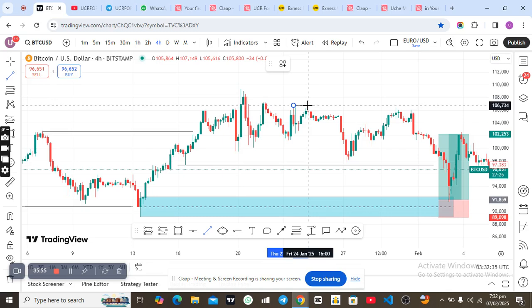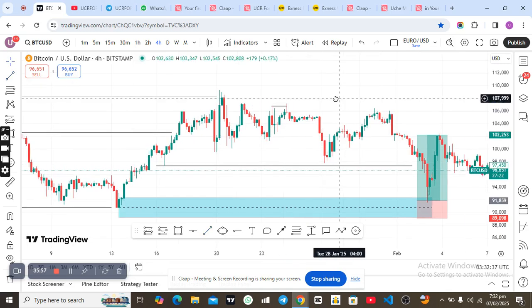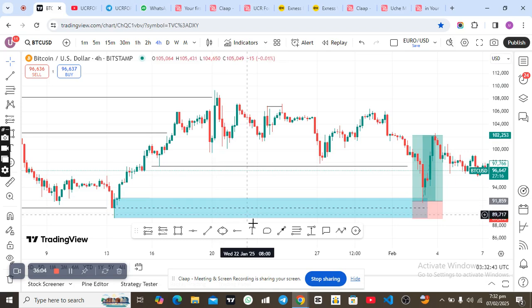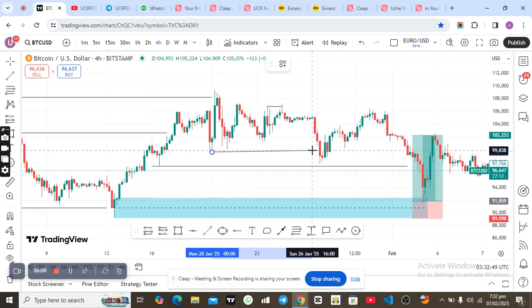The market has given me what? Inducement. The market has given what? Inducement. So when the market came in, it was consolidating. Sometimes the market sold, and then the market gave us internal structure what? Internal structure BOS. So you see, this is an internal structure BOS.